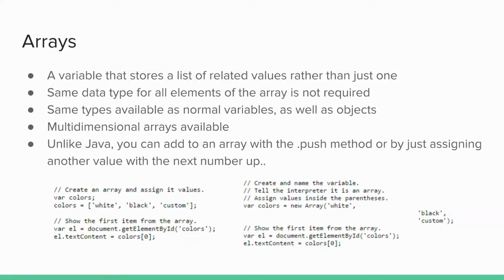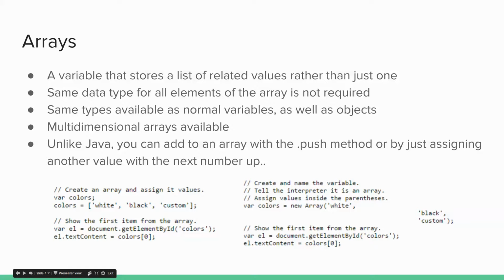Now, arrays are just like a list. It's like a grocery shopping list. You have all these different items on your grocery shopping list, but they are still considered on one piece of paper, which in this case, colors, that would be your piece of paper. And the list contains white, black, and custom. Now, to call each of those elements, you reference them by their position within the array, starting at 0 up to the maximum amount of that array list size, which in this case would be 2.